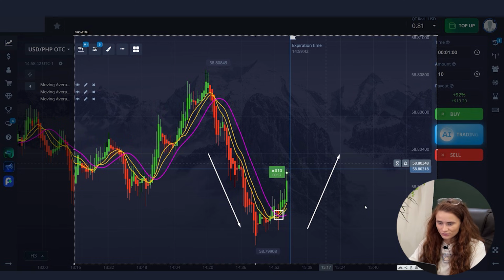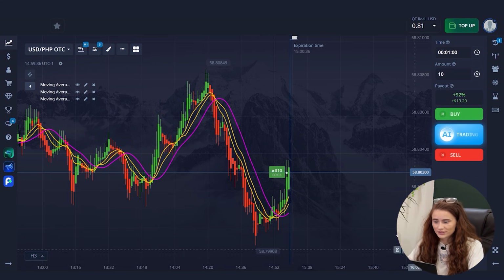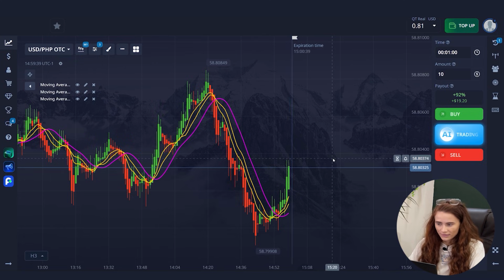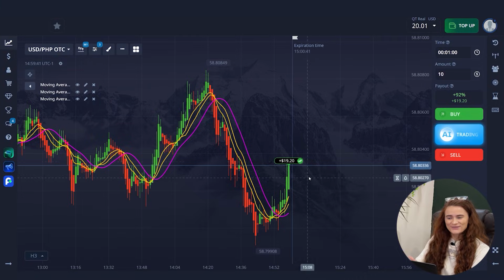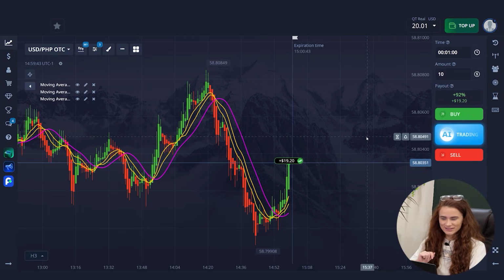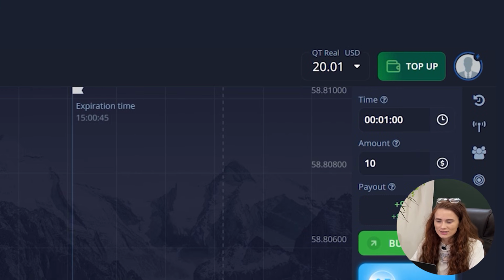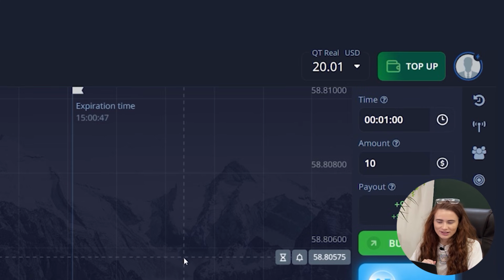But the strategy surely has certain working rules that need to be followed, and I will tell you about them a little bit later in the next trade. Now, all I have to do is to wait for the completion of the trade. And boom guys, the first profitable trade increases my capital to $20. This session has started and I hope that the other trades will be just as profitable.